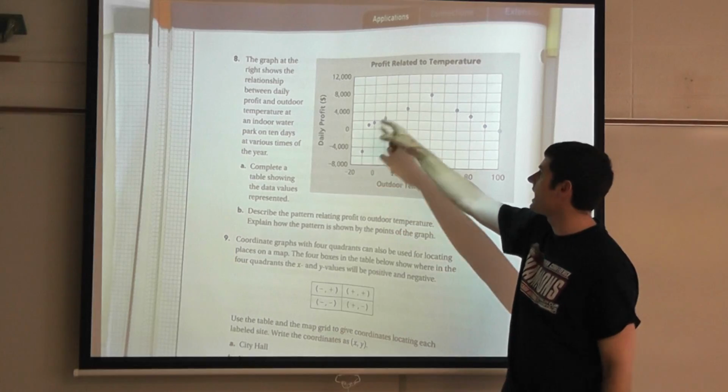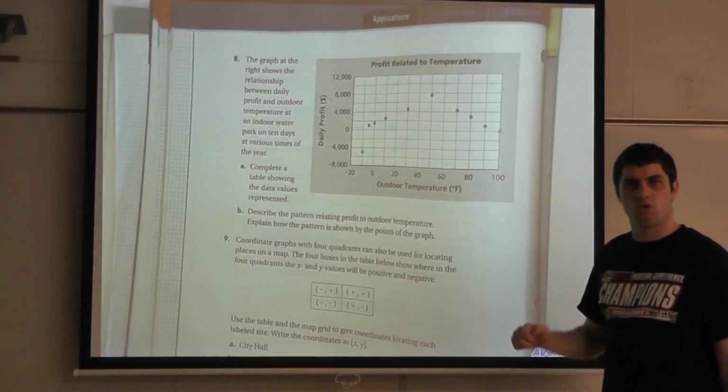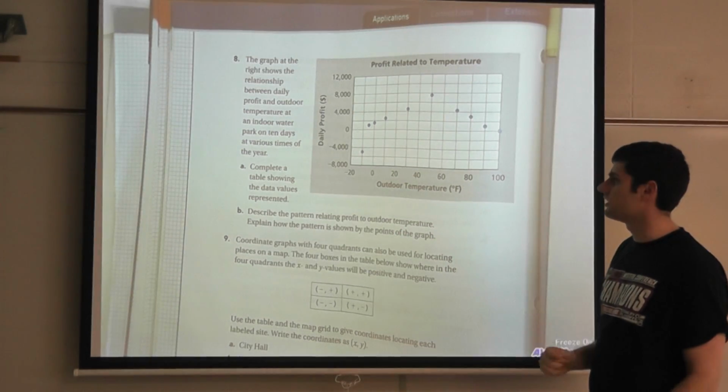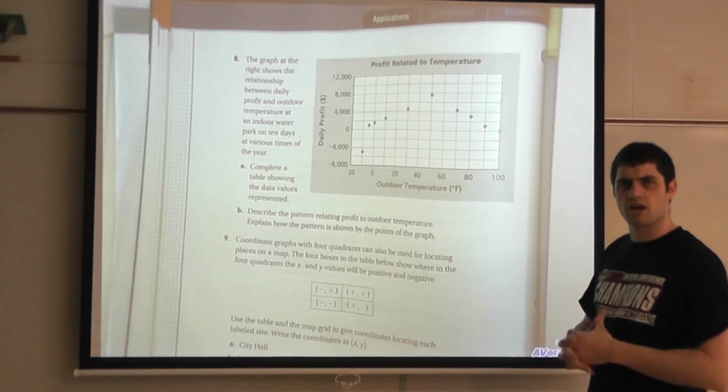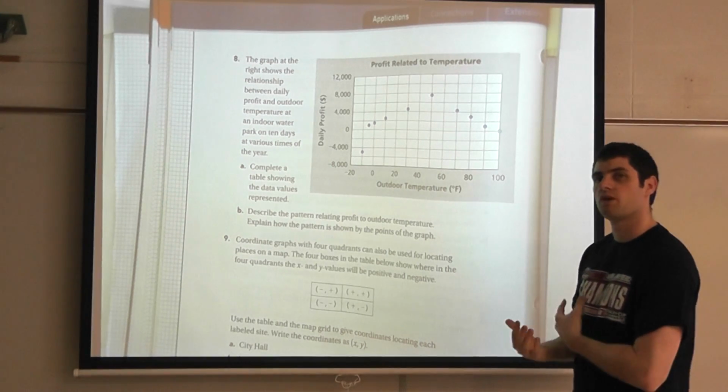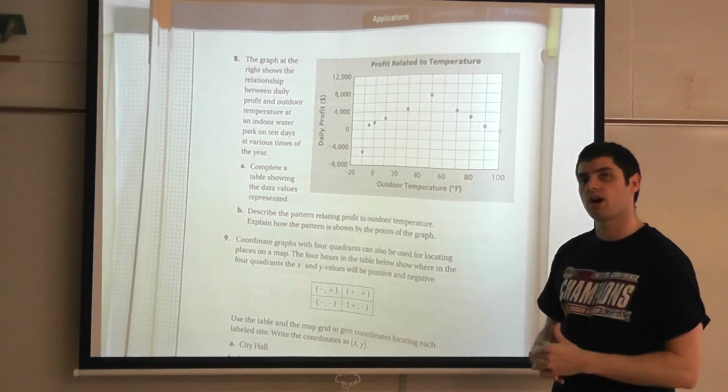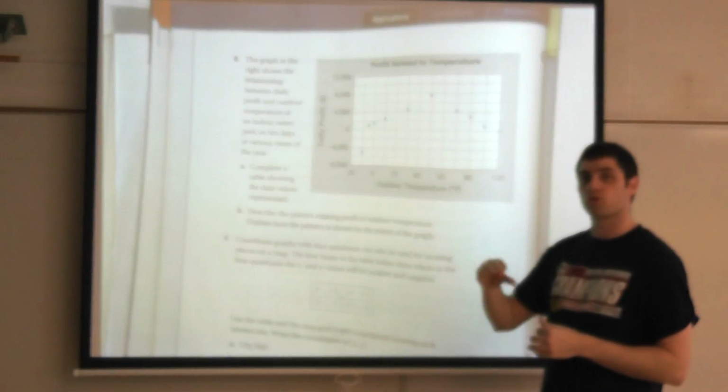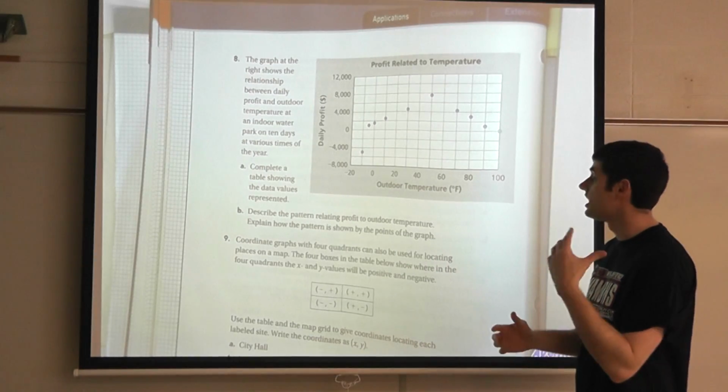If I look at these dots, they're all over the graph, and it might be difficult at first to figure out what that means. But this is what a business might do to figure out their projected profit based on certain days.